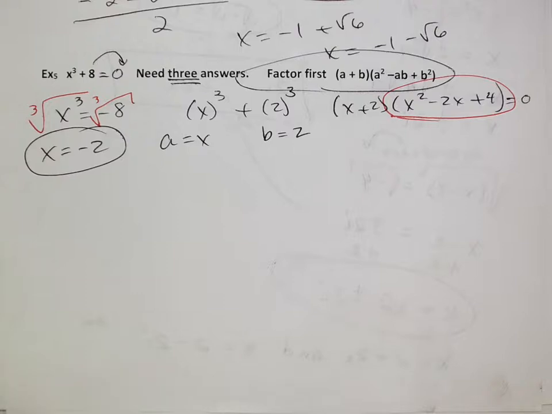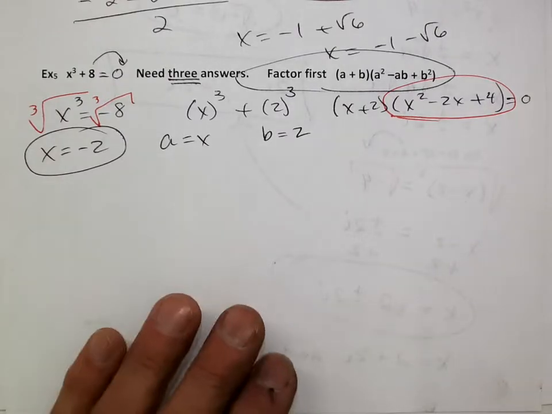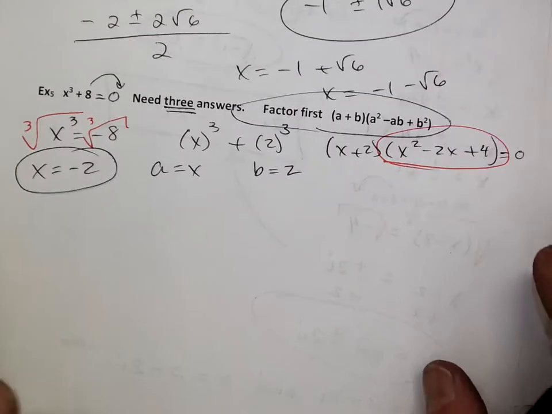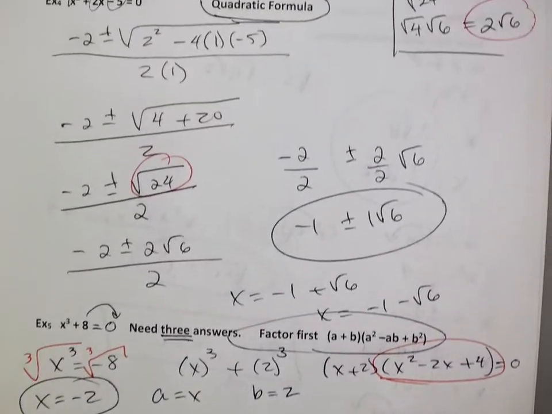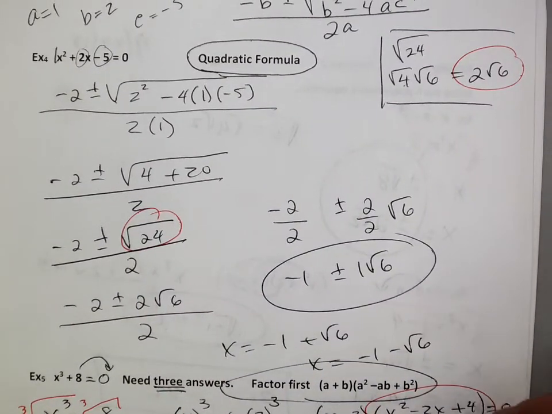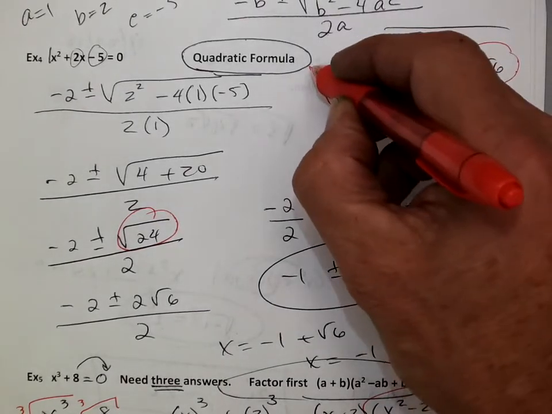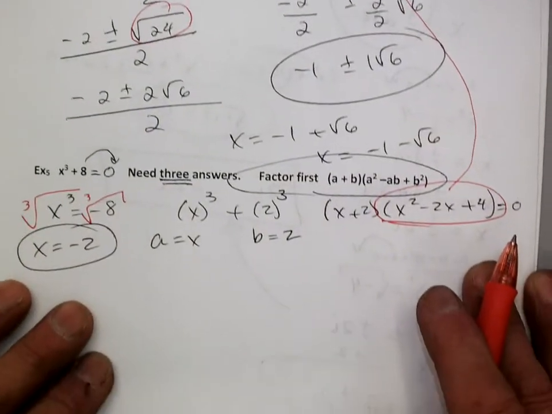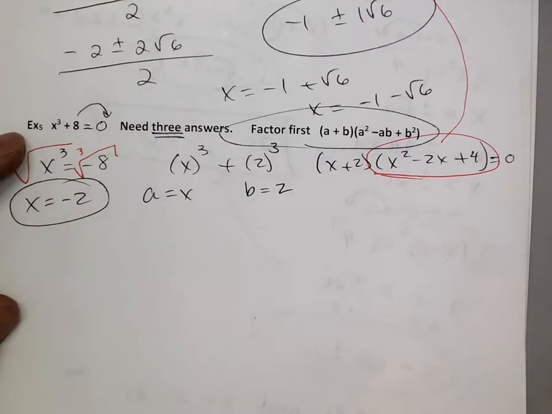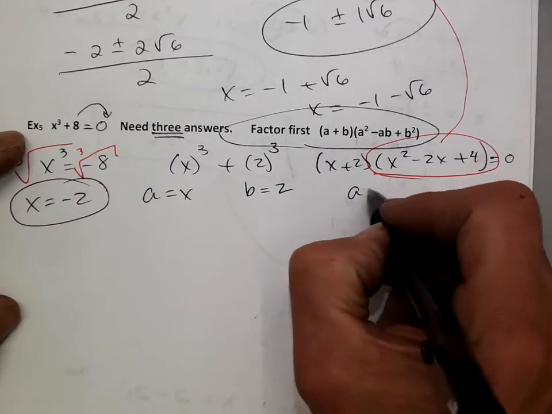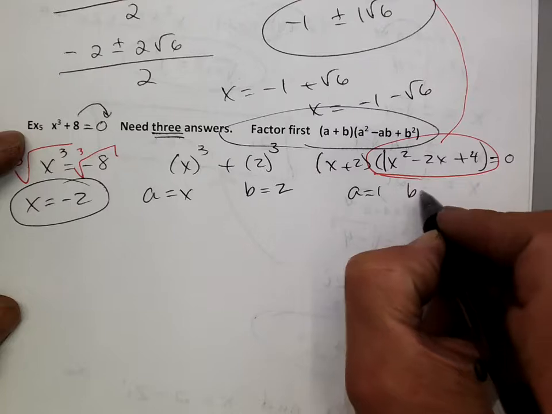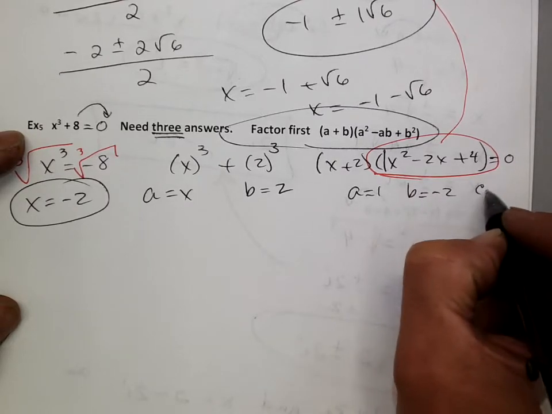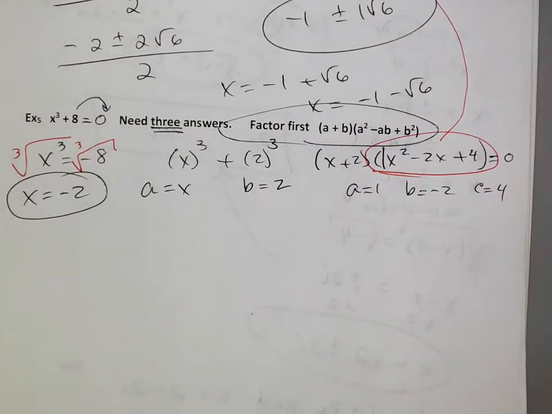It doesn't factor. What do you have to do if it doesn't factor? You have to use the quadratic formula. If it does not factor, you have to use the quadratic formula. Okay, so I'll slide back down. Let's do that. So a is 1, b is negative 2, and c is 4, right? Almost done, aren't we? So let's use our quadratic formula.